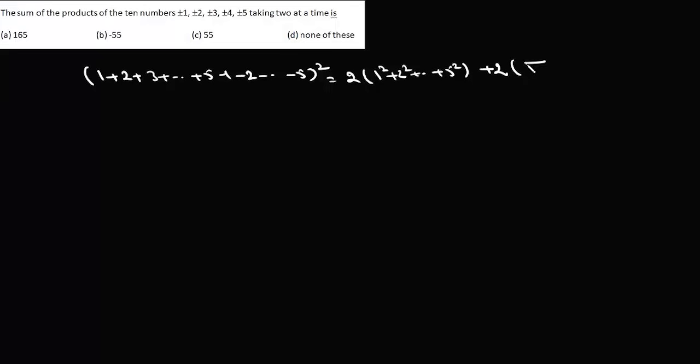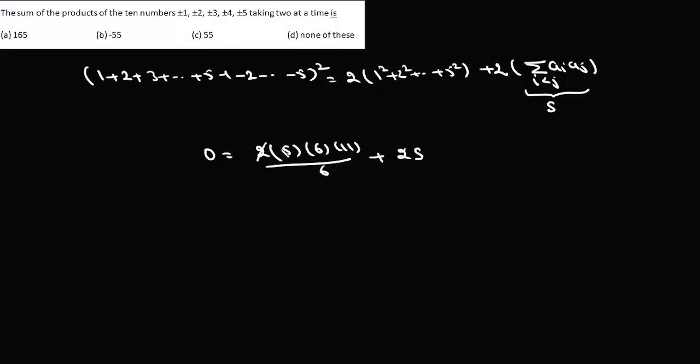So it will be this summation ai into aj, where i is less than j, and this is the required sum. We need to find this sum, and say this sum is S. Now the left hand side is 0, and this is 2 times n into n plus 1 into 2n plus 1, whole divided by 6, plus 2S. Now this 2 will cancel, this 6 will also cancel, so the value of S is simply minus 55, and that's your option B.